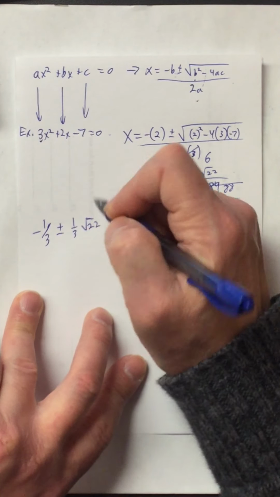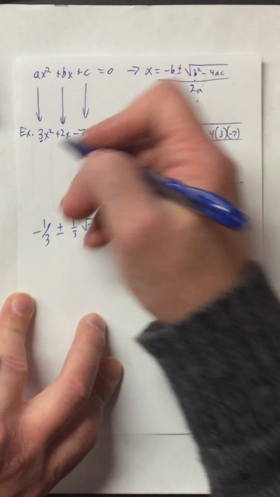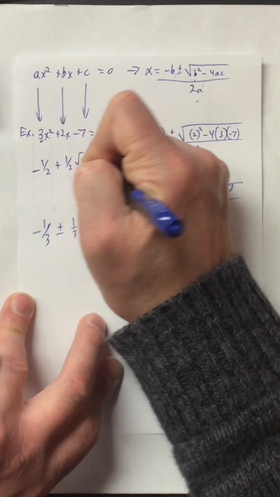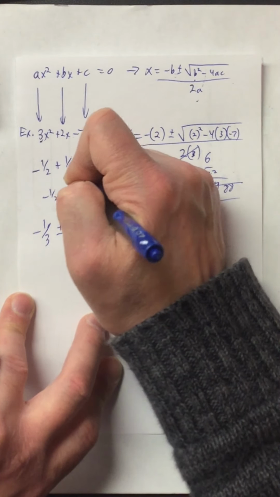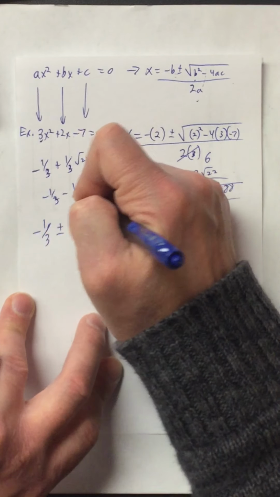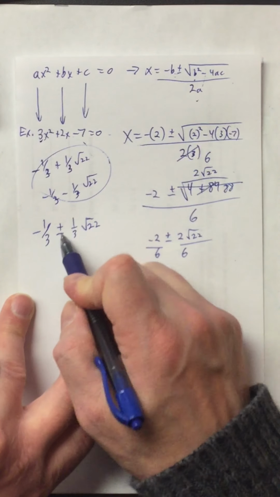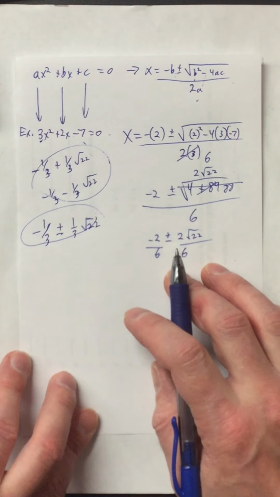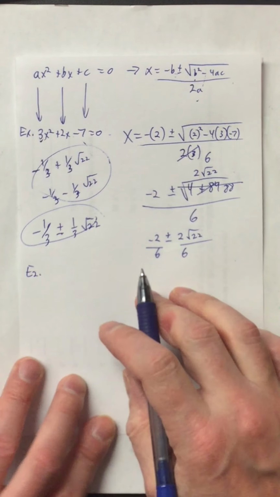And this is my answer. Now you notice in the book there they separate it out. They write negative 1/3 plus 1/3 square root of 22, and then negative 1/3 minus 1/3 square root of 22 as 2 answers, but I'm fine to write it with a plus or minus, I know exactly what that means, the same answer. Okay, let's look at example 2. All right, you can see how we just plugged the values in there.